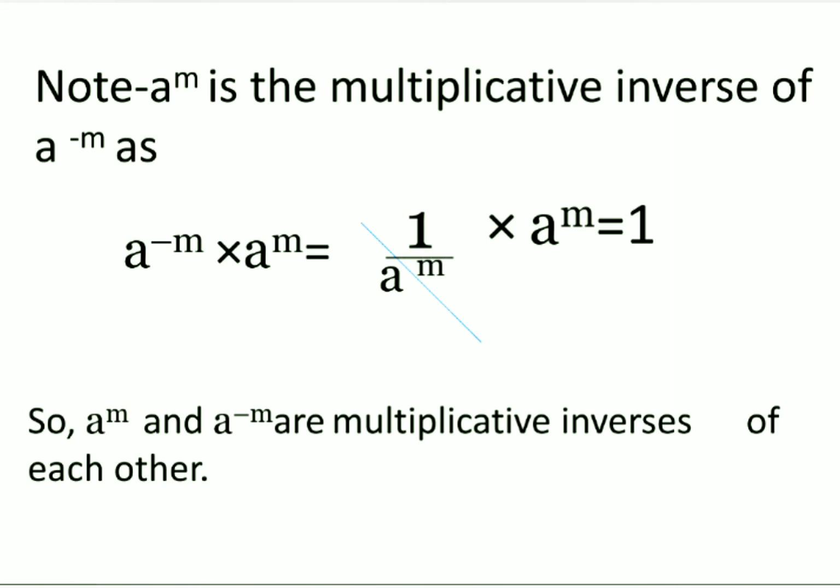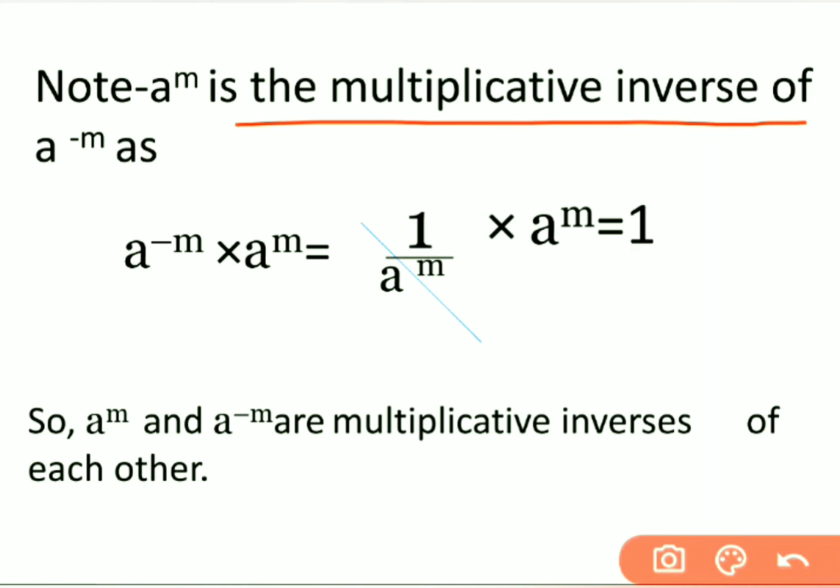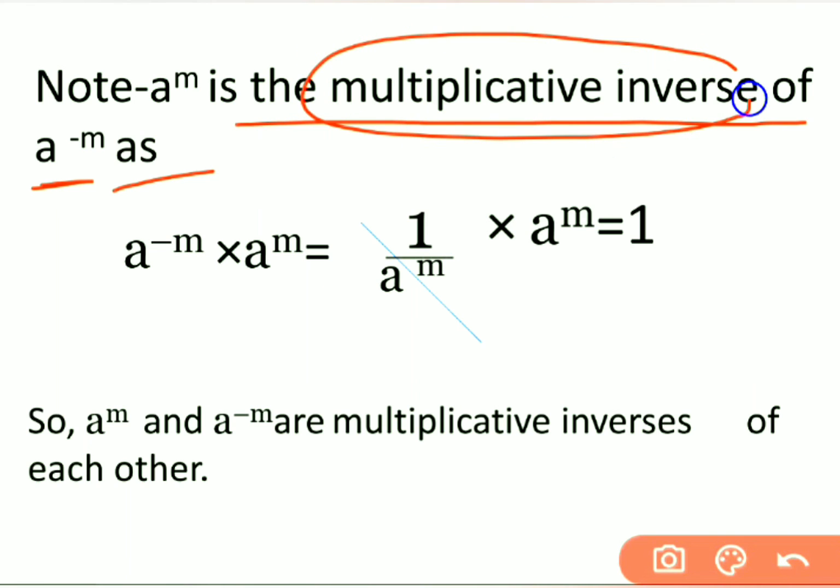Next, student, an important note for solving the question. A raised to the power m is the multiplicative inverse of a raised to the power minus m. Student, you will know the meaning of multiplicative inverse of a given number. Multiplicative inverse of a given number is a number multiplied by the given number to make the value 1.